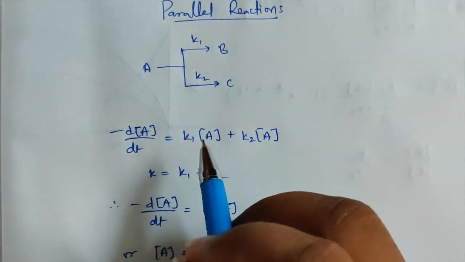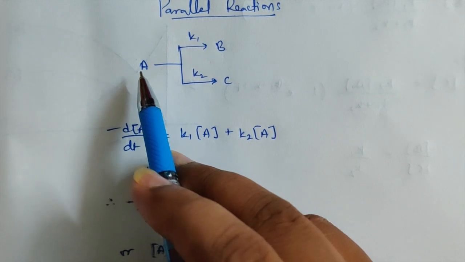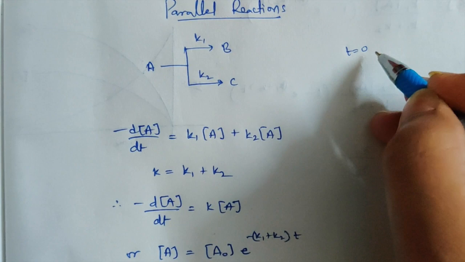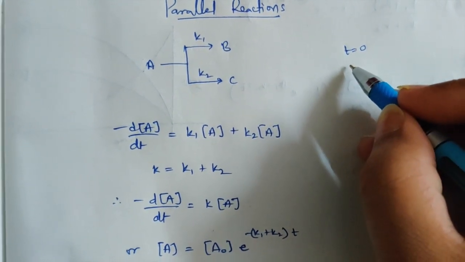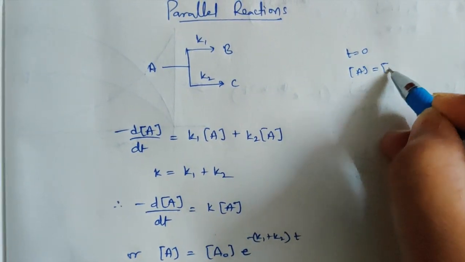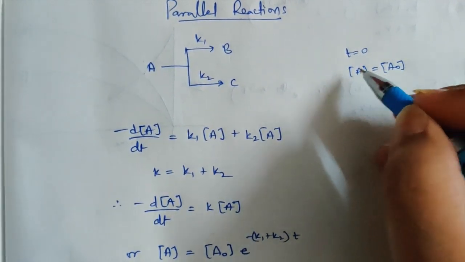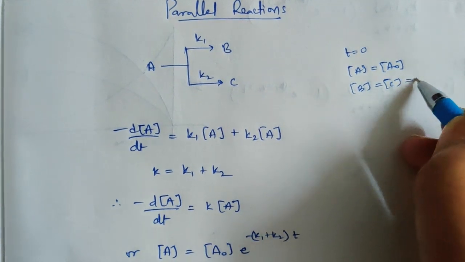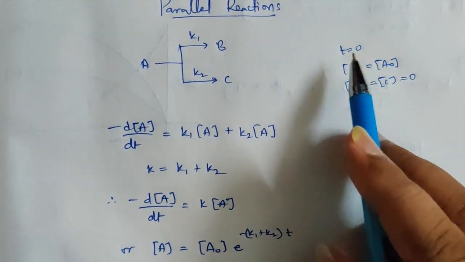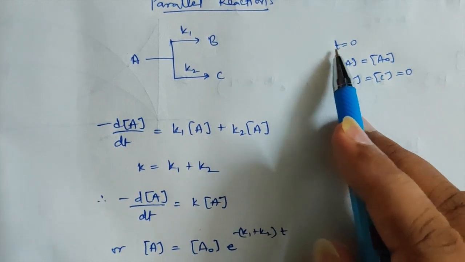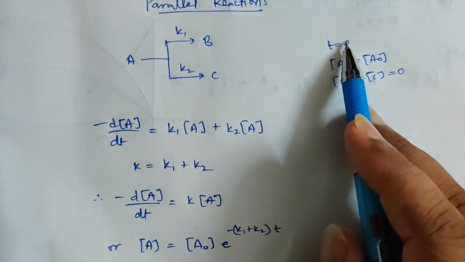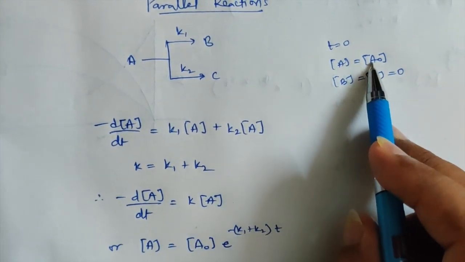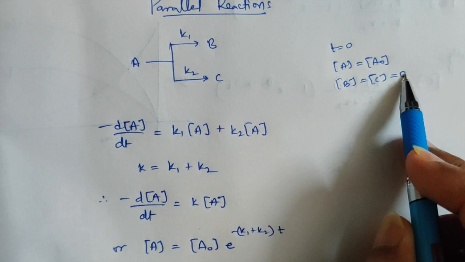So remember this thing. At any time t equals 0, that means when the reaction has just started, at that place your concentration of A will be A naught. That will be the initial concentration of A, and the concentration of B and the concentration of C will be 0. So you have to understand this thing. It's quite easy, right? At t equals 0, the initial concentration of A is A naught, whereas B and C are 0.